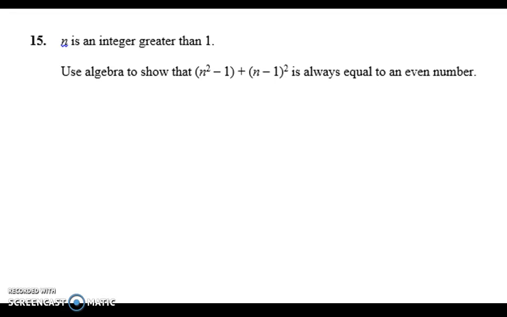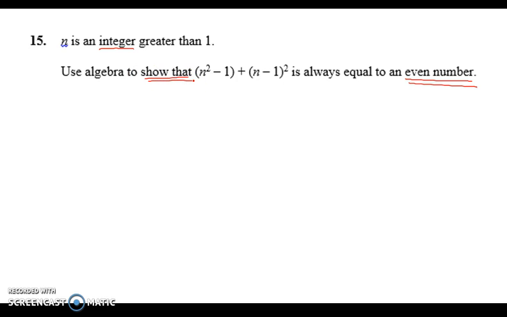Question 15. n is an integer. So n is a whole number, that's what integer means, greater than 1. Use algebra to show that n squared minus 1 plus n minus 1 all squared is always equal to an even number. So we're going to show that.